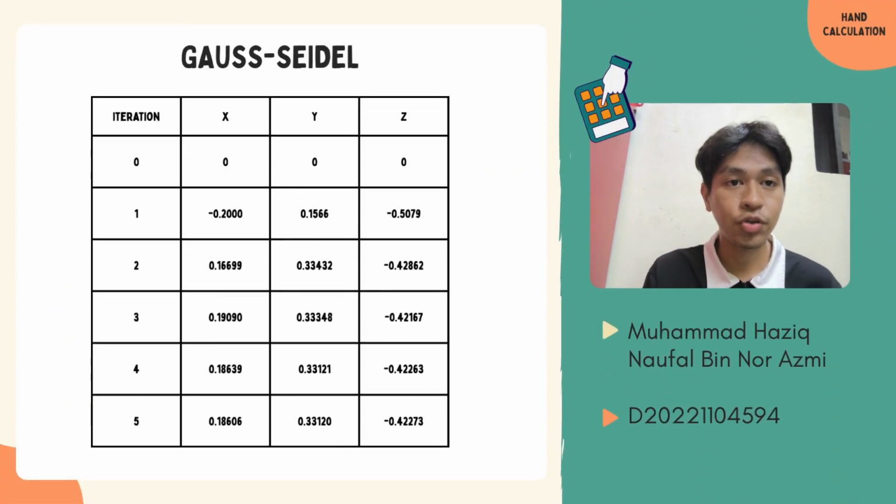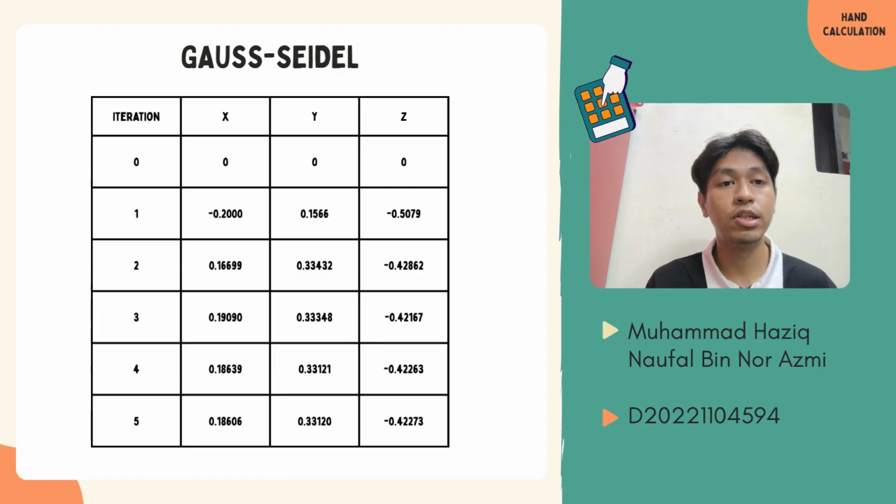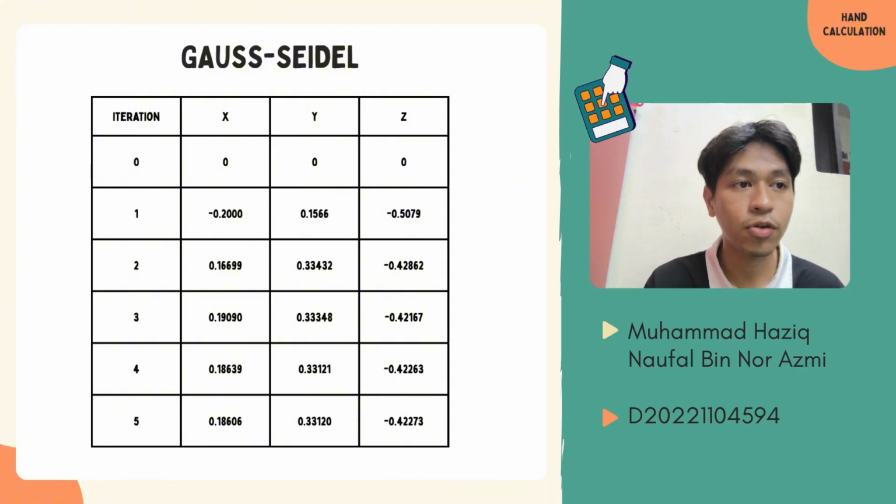Alright, the table shows the hand calculation that we made earlier using the Gauss-Seidel method, from iteration 0, where the initial guess is 0, to the fifth iteration, where we got x equals 0.18606, y equals 0.33120, and lastly z equals negative 0.42273.